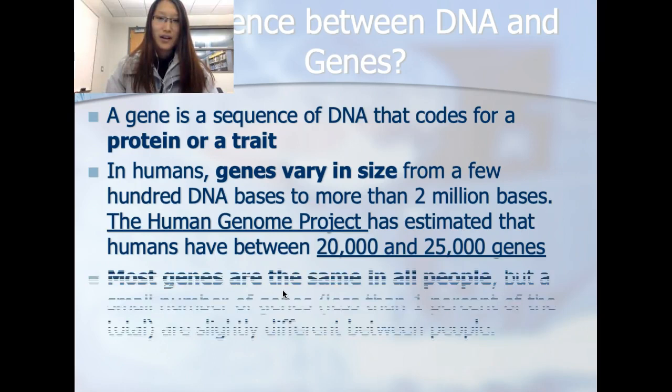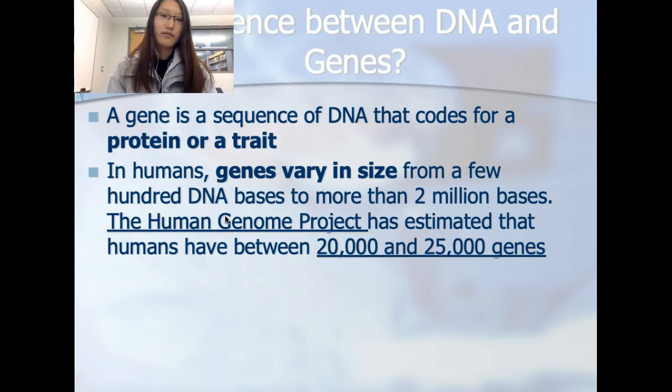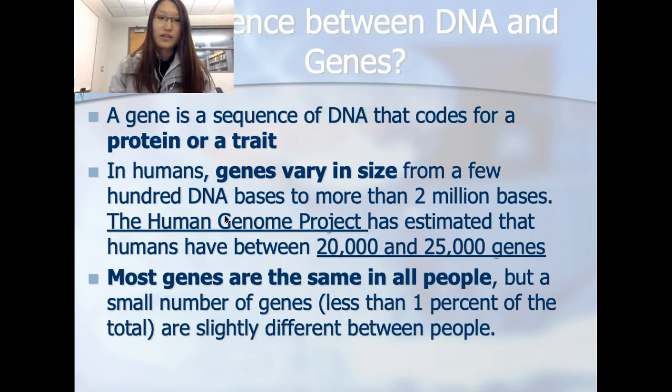All right. And obviously, the amount of genes is different for different types of organisms. So humans is between 20,000 and 25,000. Most genes are the same in all people. That's what makes you a person and not a monkey, for example, or a panda, because you have different genes, right? So the genes that we have that are similar are what makes us us.